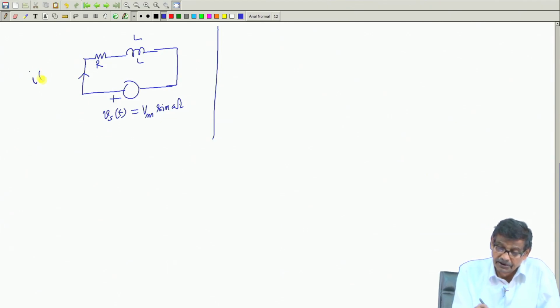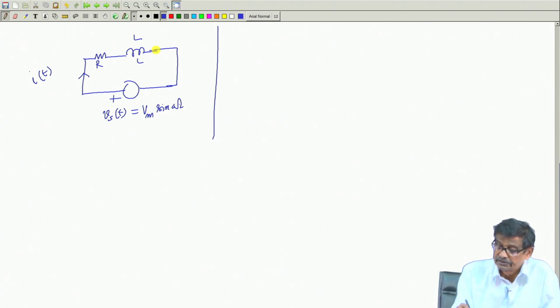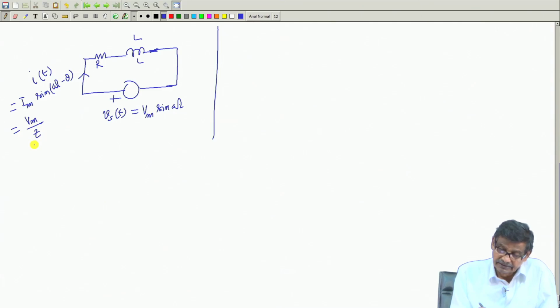Why should things be imaginary? There is nothing imaginary in real life situations. Apply a sinusoidal voltage, and you will get some current. The value of this current is Im sin omega t minus theta, and this was shown to be Vm by Z. What is Z? Root over R square plus omega square L square, times sin omega t minus theta.